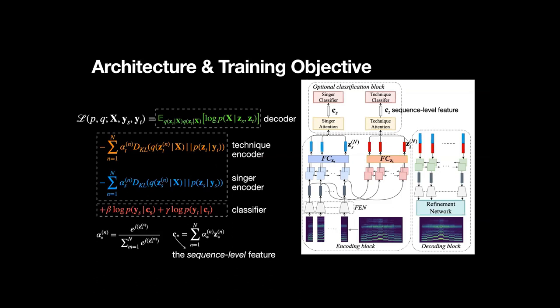So finally, we use a classifier to improve the discriminability, given the sequence level feature as the input, and to classify the corresponding annotations. So here is just a simple attention mechanism, and this is how we aggregate the segment level latent representation to sequence level latent representation.